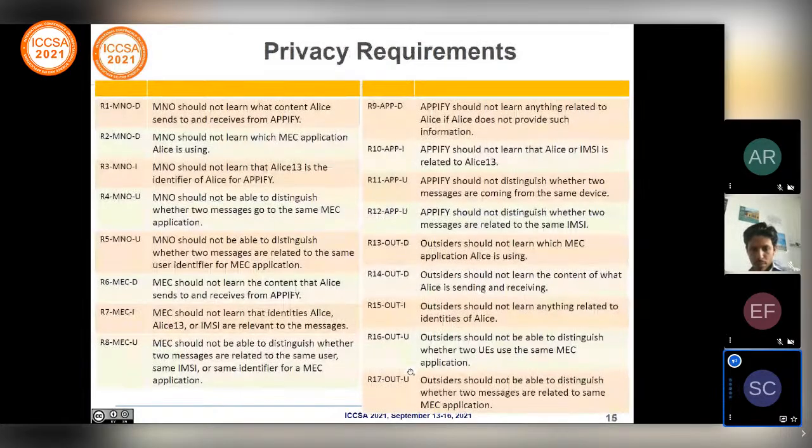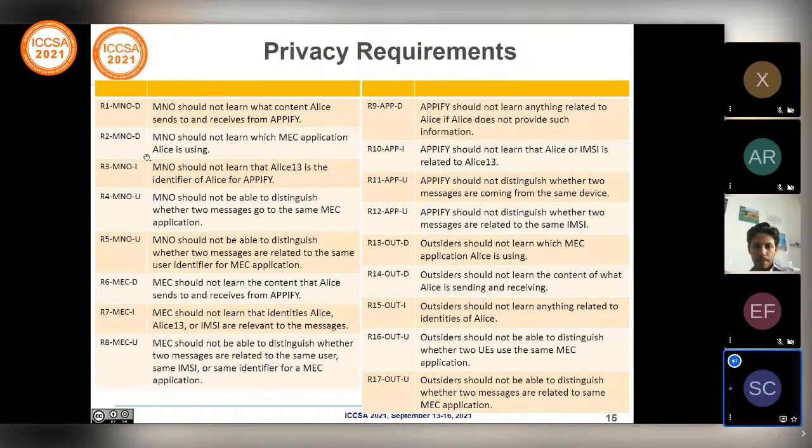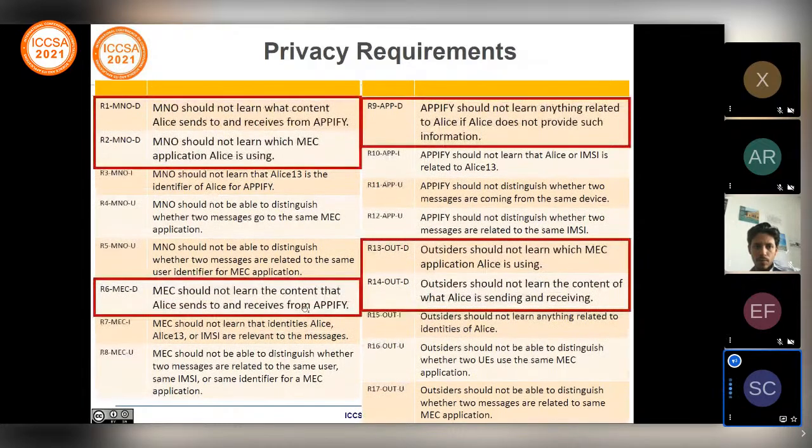And by considering the adversary model, the privacy notions and the system model, of course, we have listed the following privacy requirements. I won't go through all of them now, but basically for every entity in the system model, we have requirements for every privacy notion. For example, in these boxes, it's for data confidentiality for each of MNO, MEC, app, and outsiders.